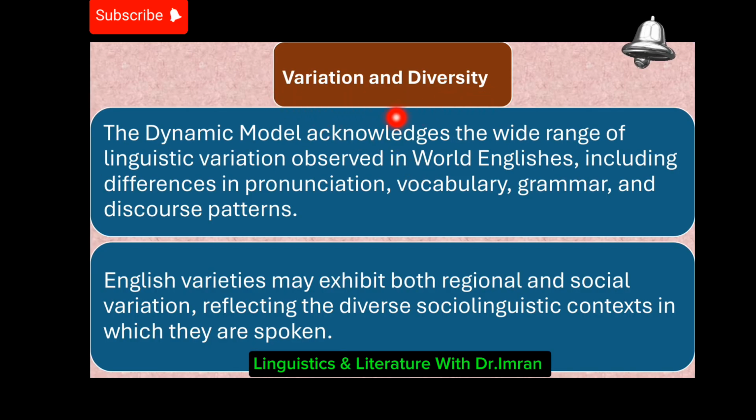Now, variation and diversity. The dynamic model acknowledges the wide range of linguistic variation observed in world Englishes, including differences in pronunciation, vocabulary, grammar, and discourse pattern. So there we have variation in pronunciation, in vocabulary, in grammar, and discourse pattern. English varieties may exhibit both regional and social variation, reflecting the diverse sociolinguistic contexts in which they are spoken. Right? Because English is spoken in Pakistani culture. So we can see this variation in pronunciation. So you can't say that you are mispronouncing a word because it is pronounced differently in Great Britain, in America, or in Australia. No. If you are pronouncing differently, this is one of the variations of the English language that you're using in your own country.